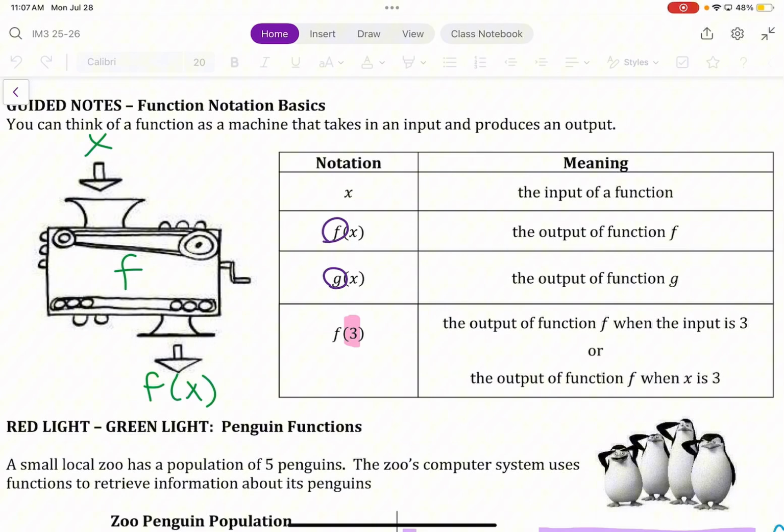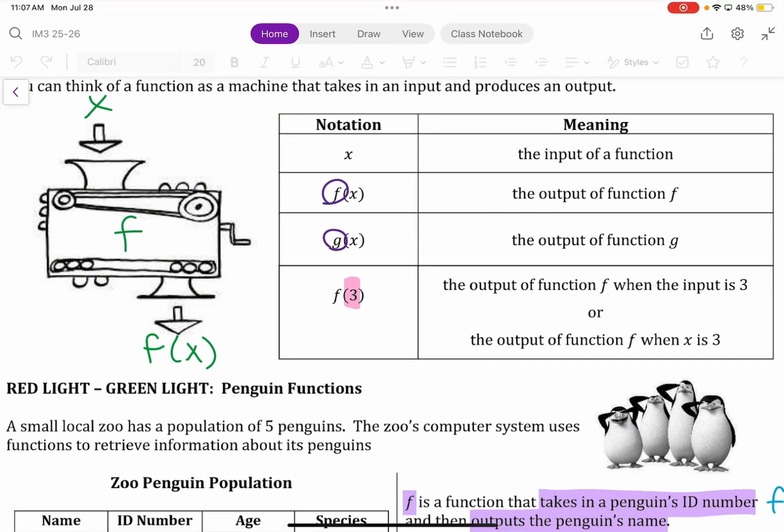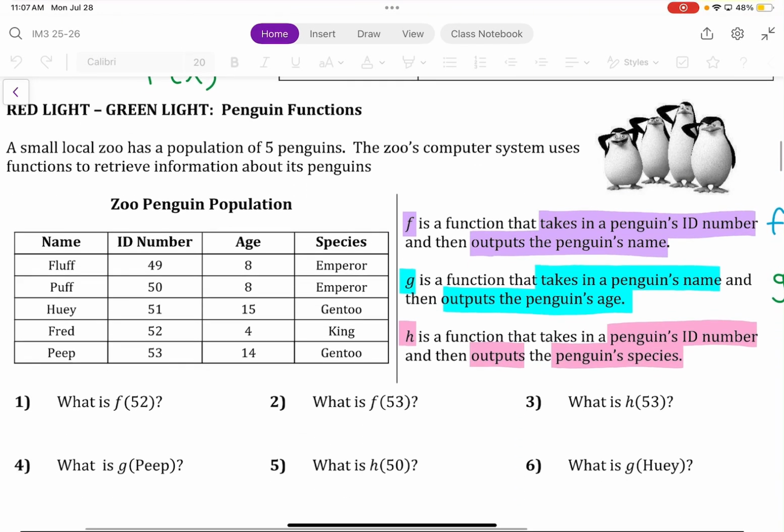So, here is the first activity that we're going to do. We're going to do what's called a red light, green light. This is an activity you do with your table mates. Let's take a look at the following. It says here, red light, green light with penguin functions. A small local zoo has a population of 5 penguins. The zoo's computer system uses functions to retrieve information about its penguins. You can see all the relevant information is here on this table.